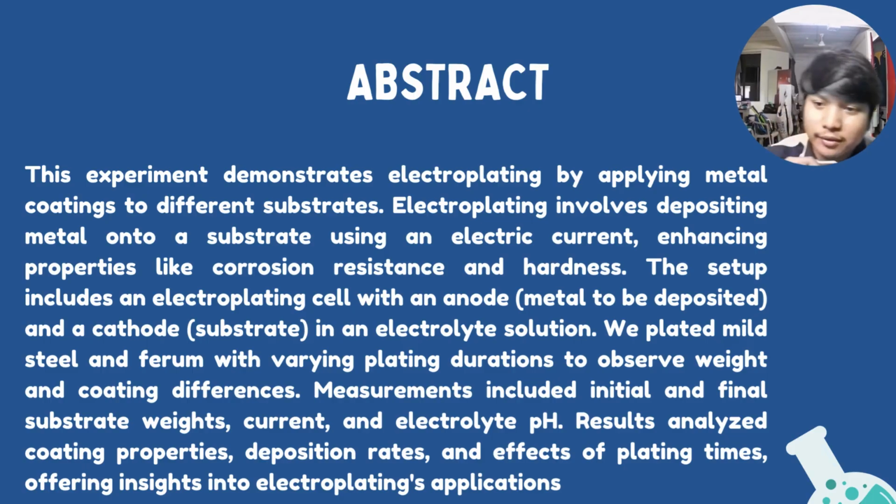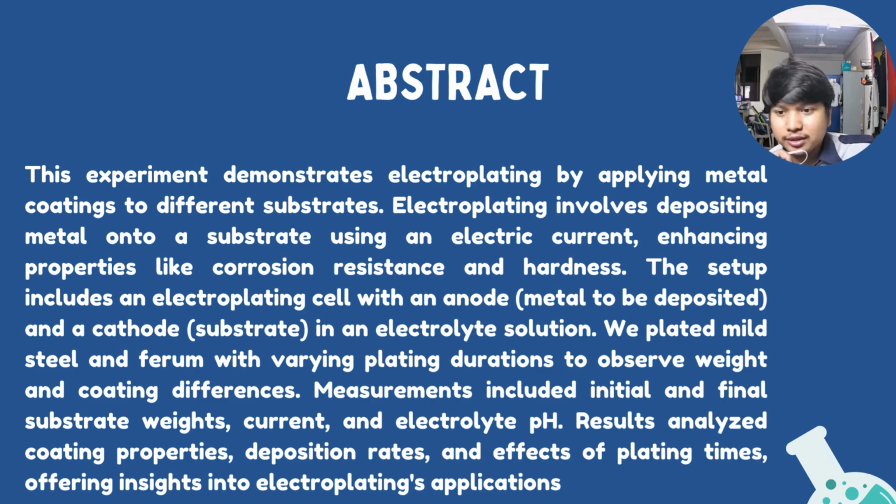This is our abstract for our experiment. The experiment demonstrates electroplating by applying a metal coating onto a different substrate. Electroplating involves depositing metal onto the substrate using an electric current to enhance properties like corrosion resistance and also hardness.